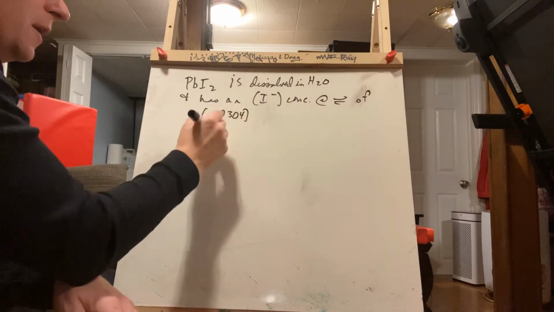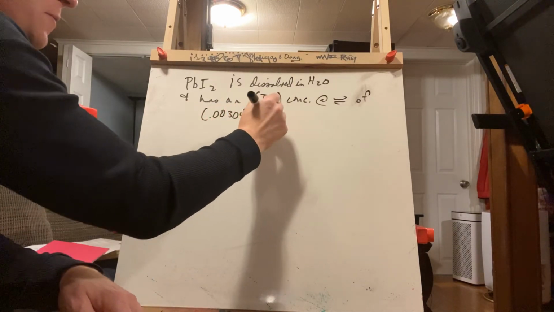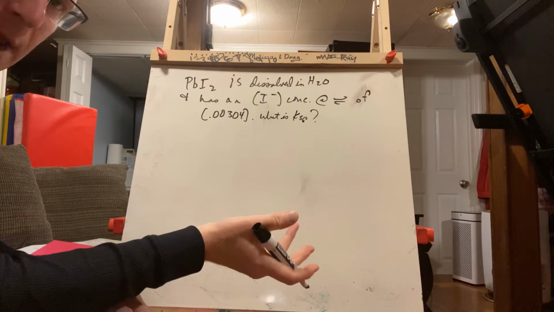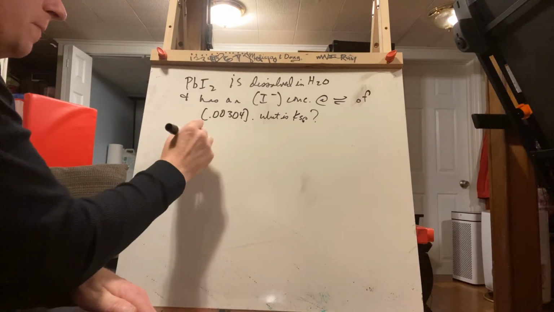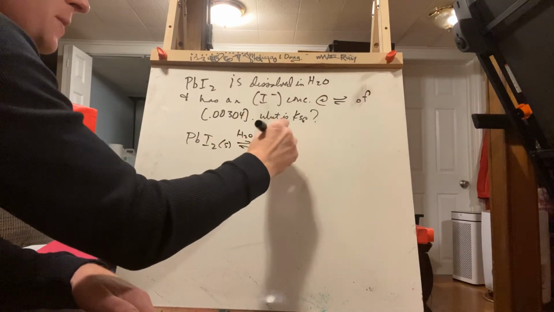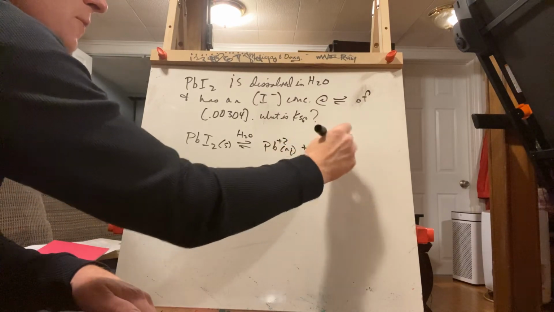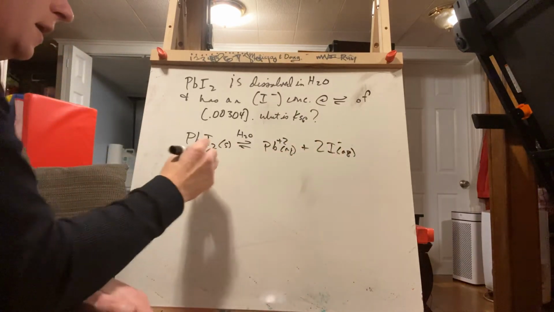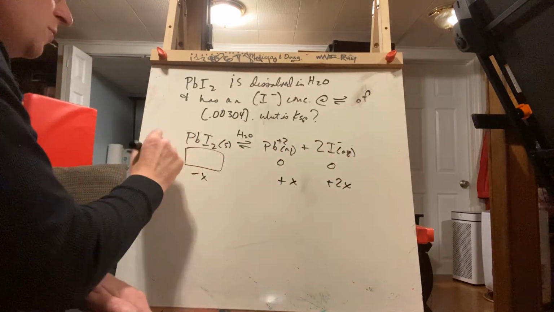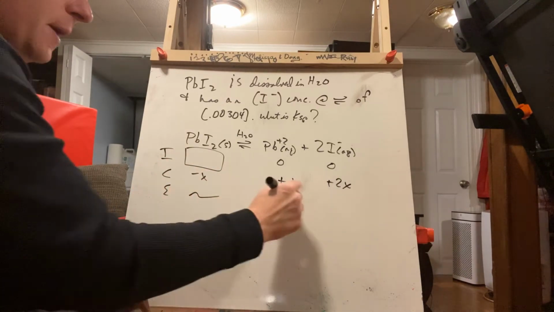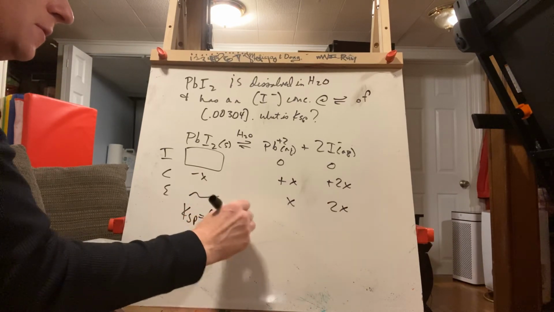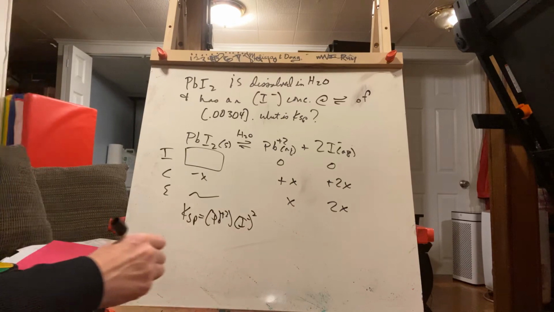What is the Ksp? If you were going to stop and do it now and then come back to see if you get it right, this is the time. You would go PbI2 solid, water, Pb2+ plus 2I minus, and you'd go ICE box: 0, 0, minus x, plus x, plus 2x. Doesn't matter, x and 2x. Your Ksp is Pb2+ times I minus squared.